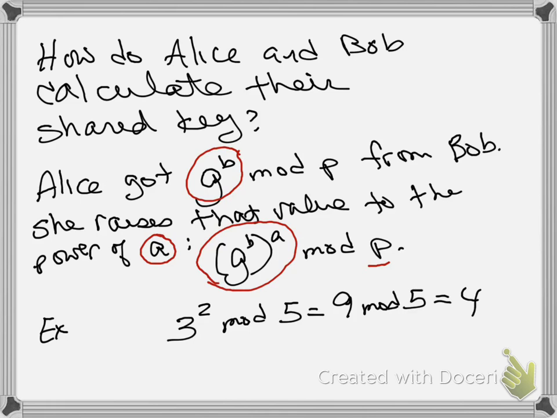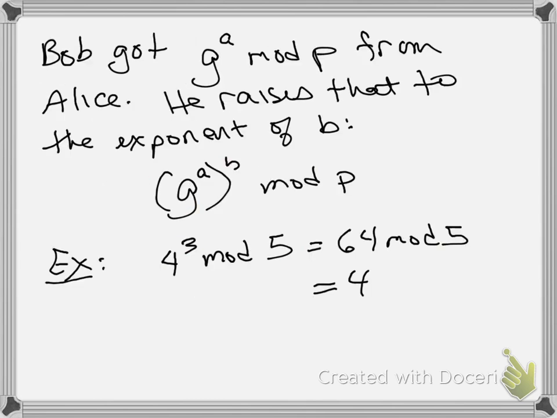So in our example, Bob sent G to the B to Alice. G to the B was 3. Alice's secret exponent is 2. That's A. So 3 squared is 9. 9 mod 5 is 4. So Alice thinks that their shared symmetric key is 4. Hopefully Bob will be able to make the same calculation and get 4 as well.